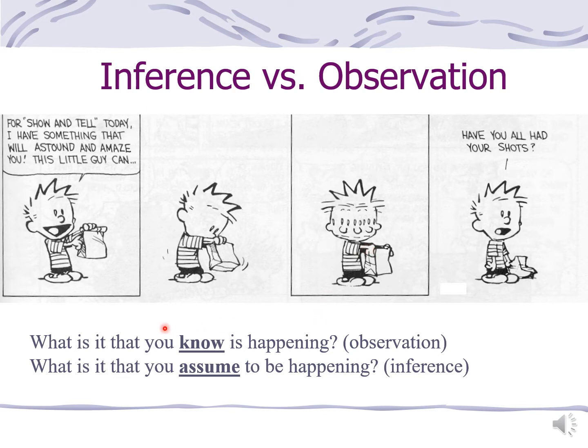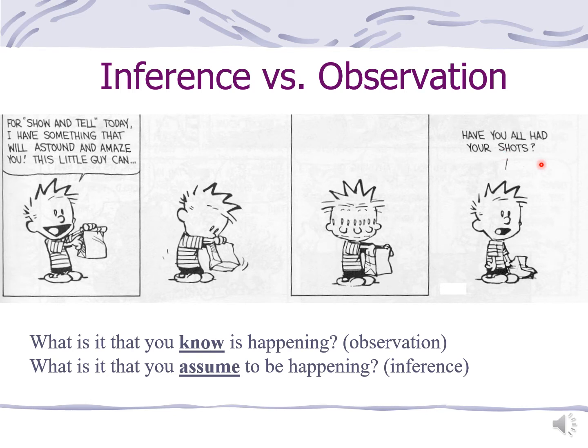Here's another example. This is from the cartoon Calvin and Hobbes. This is Calvin here. He's a very mischievous little boy. I'm just going to read off what he says. He says, "For show and tell today, I have something that will astound and amaze you. This little guy can," and then you can see he is, and I'm making an observation here, he's looking down into the bag. You can see, based on this drawing, it looks like he's looking around. And then he says the following on the last slide here. He says, "Have you all had your shots?"